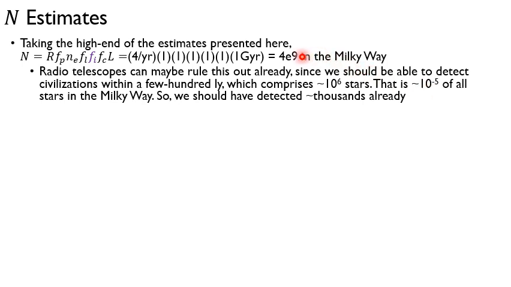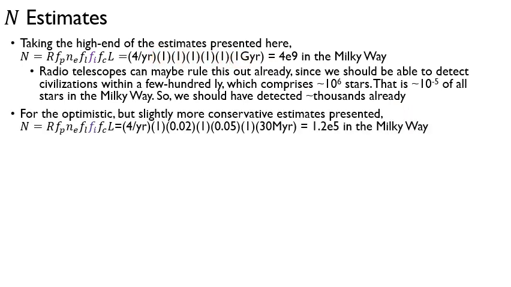So if you multiply these two numbers together and you do some rounding, we should be able to detect thousands of communicating civilizations, and at least so far we don't think that we have. So that means, probably one or likely many of these numbers here are overestimates.